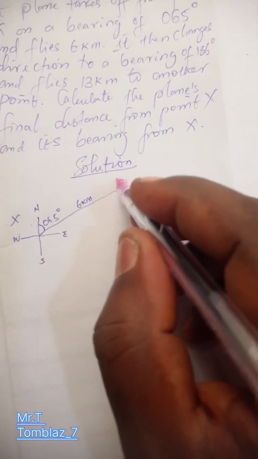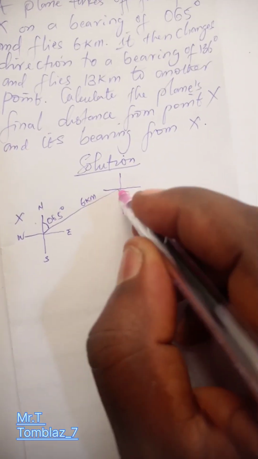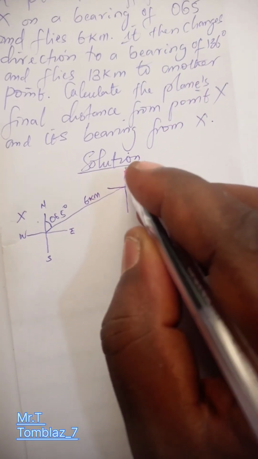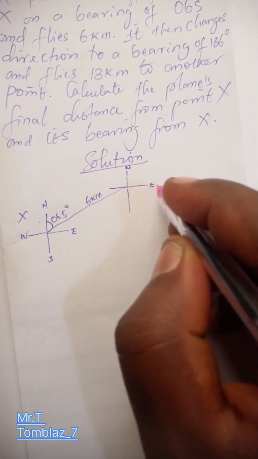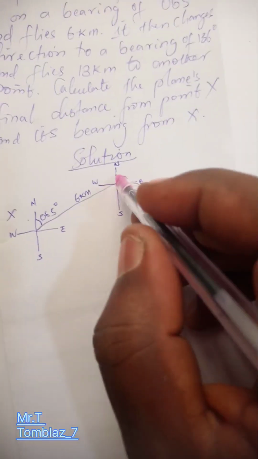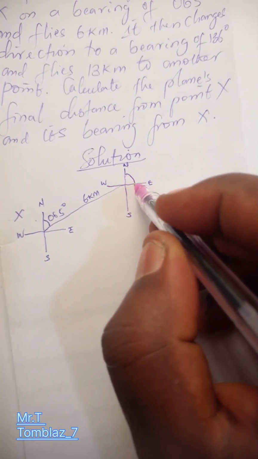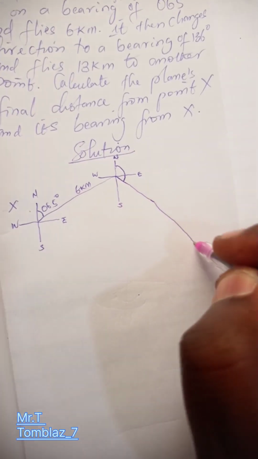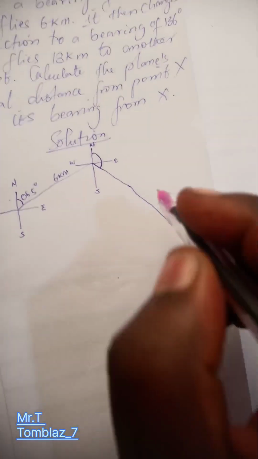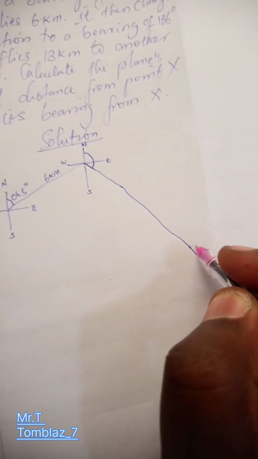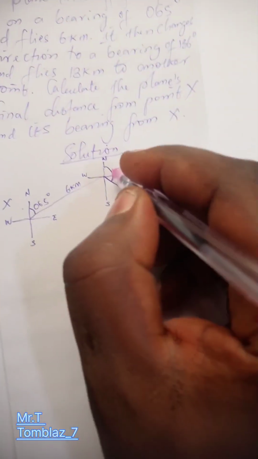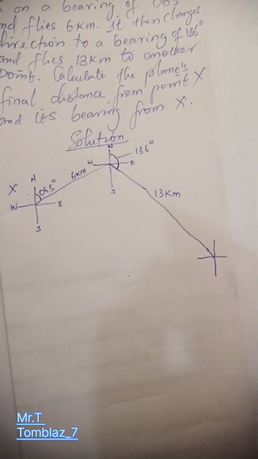They say it then changes direction. That means there is another cardinal point here where it changes the direction towards what? 136 degrees. So if we are taking north, east, south, west, 136 should be more than 90 around this position, since we are not drawing to scale. So we have something like this, and then this is 13 kilometers, which should be longer than 6, so let's just extend it a bit. So here we have 13 kilometers. This is the distance. So here the angle is 136 degrees.